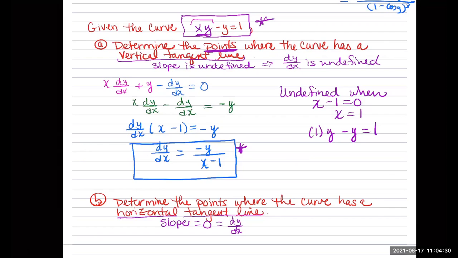Do you see what happens? Do you see I get 0 equals 1? Yeah, that doesn't make any sense, right? 0 is not equal to 1. So that means this point where x equals 1 is not actually a point on the curve. The original function is undefined there as well. So that means that there are no points on the curve where we have a vertical tangent line.